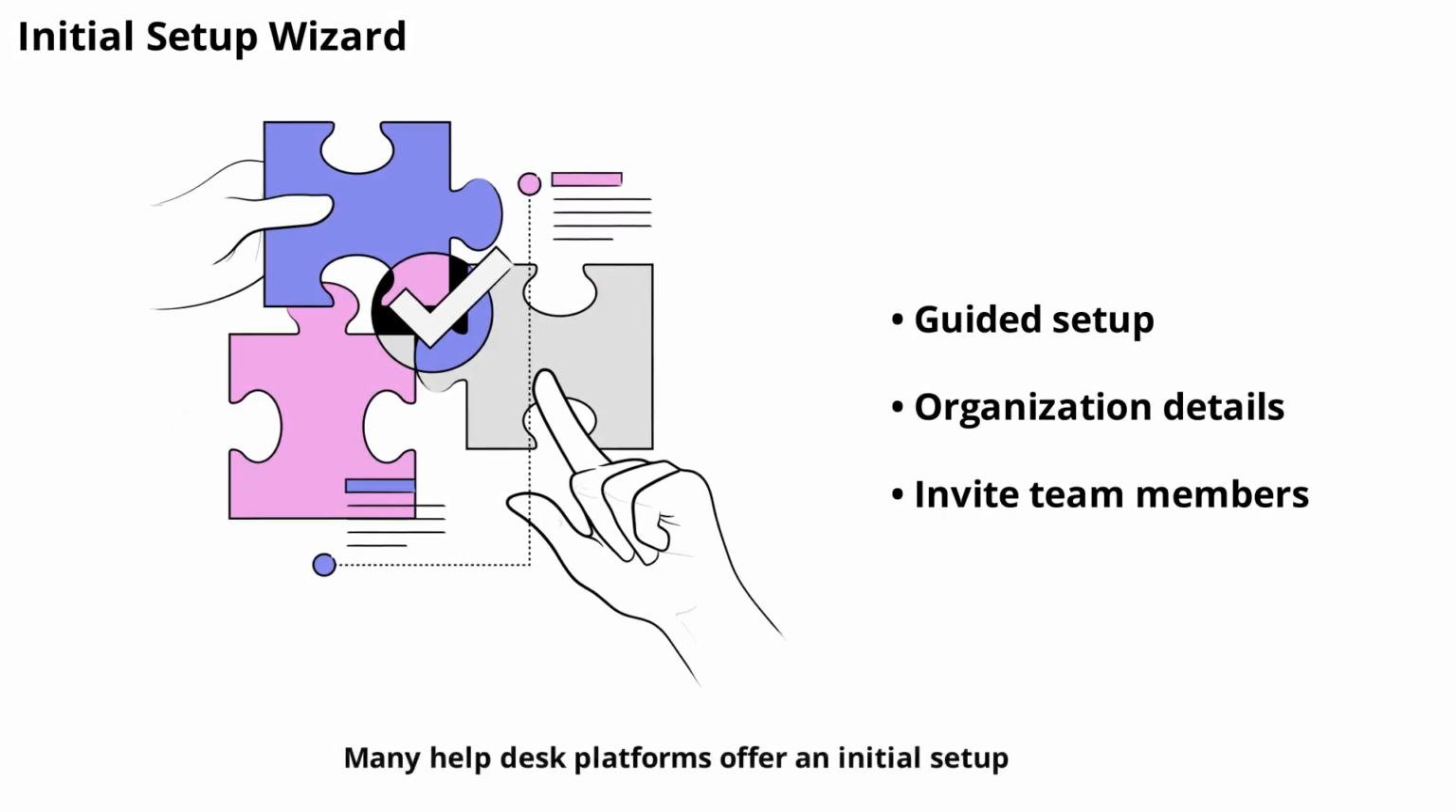Many help desk platforms offer an initial setup wizard to guide you through the basic configuration. This wizard typically helps you set up your organization's details, invite team members, and configure basic preferences. Follow the prompts carefully, as this will lay the foundation for your document signing workflow. If you're unsure about any step, most wizards include helpful tooltips or links to support articles.